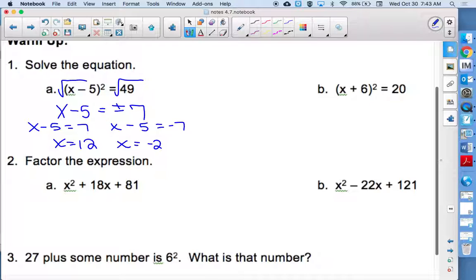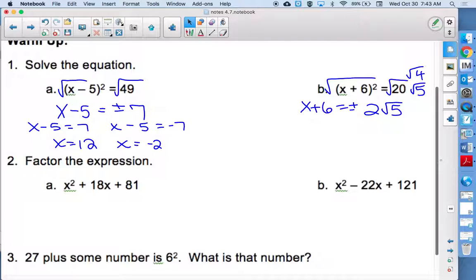The next one, we have x plus 6 quantity squared equals 20. Ava, what do we do there to solve? So still taking the square root of both sides. What do you have to do with the square root of 20? Yeah, so 20 is 4 and 5, so that becomes 2. Excellent. So the square root of 20 is 2 square root of 5, and then the plus or minus in front of it.